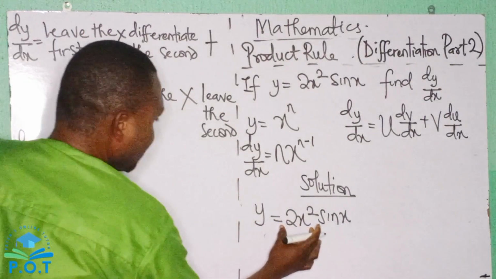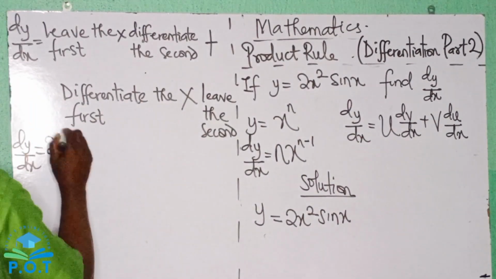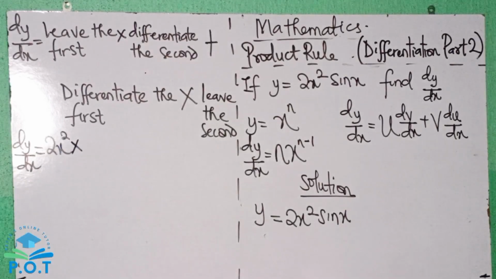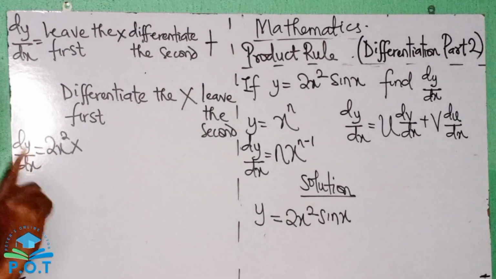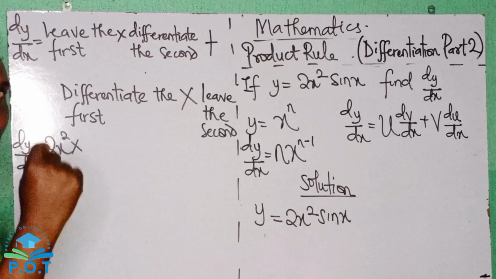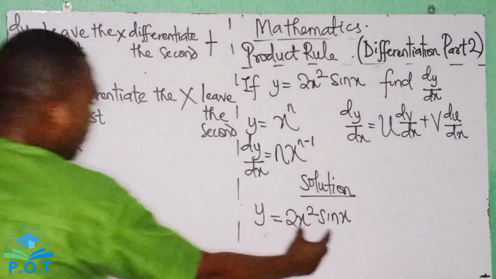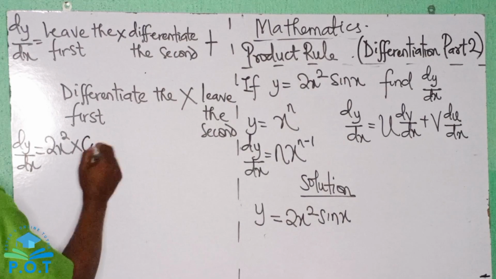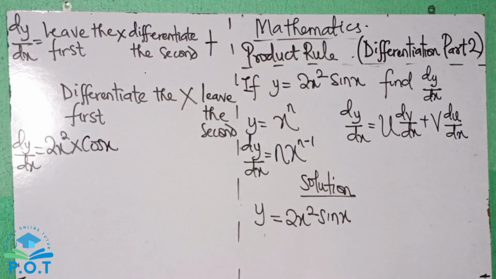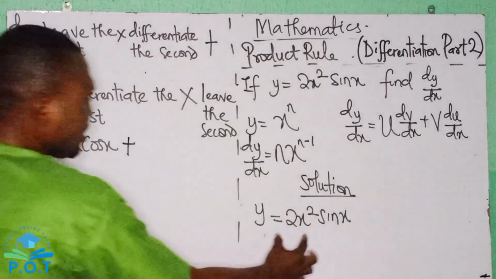Now let's see. Our dy dx is equal to, take note of this, leave the first. So I will leave the first. The first is 2x squared times. I will not differentiate the first; I will differentiate the second. Now remember, if you differentiate sine x, you get cos x. So I will leave the first, which is 2x squared, I will differentiate the second, so if you differentiate sine x, you get cos x.